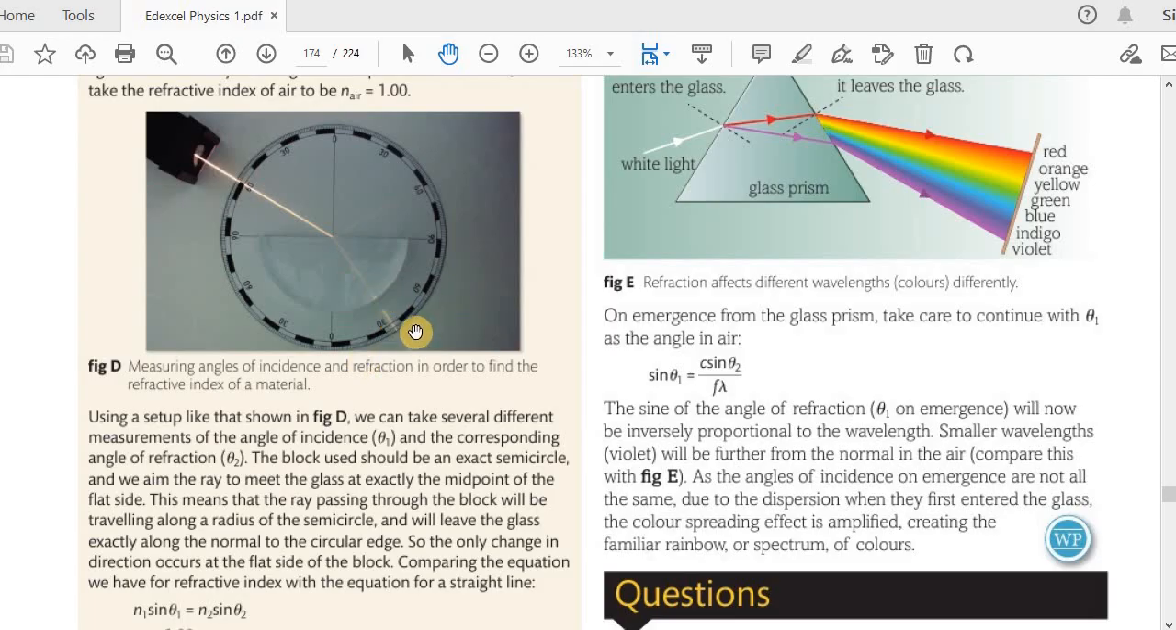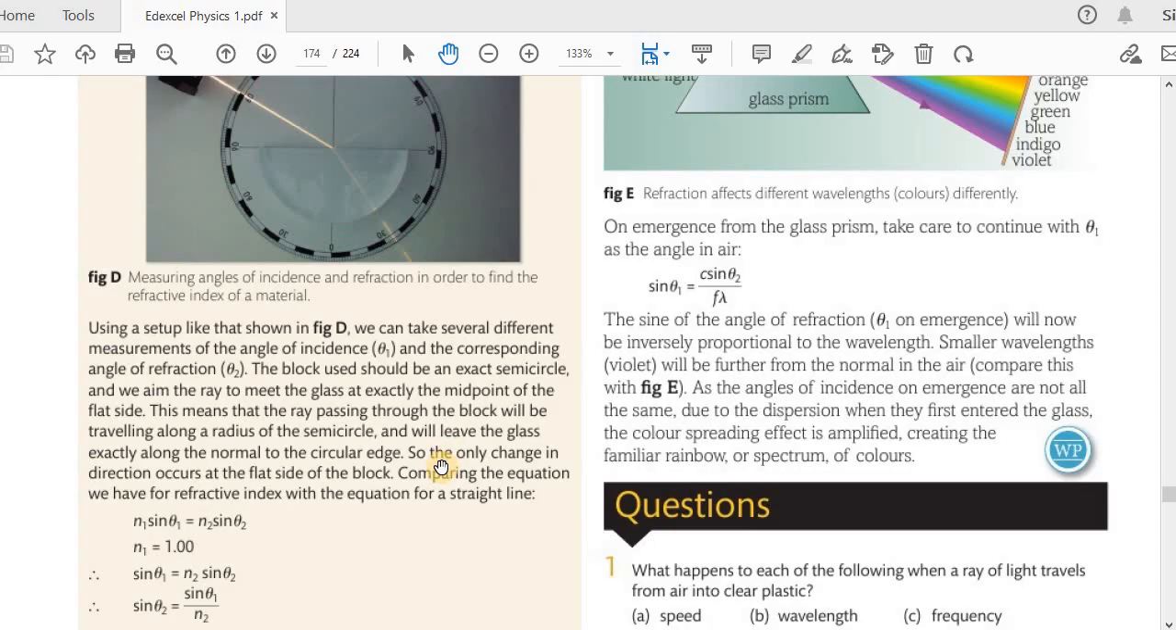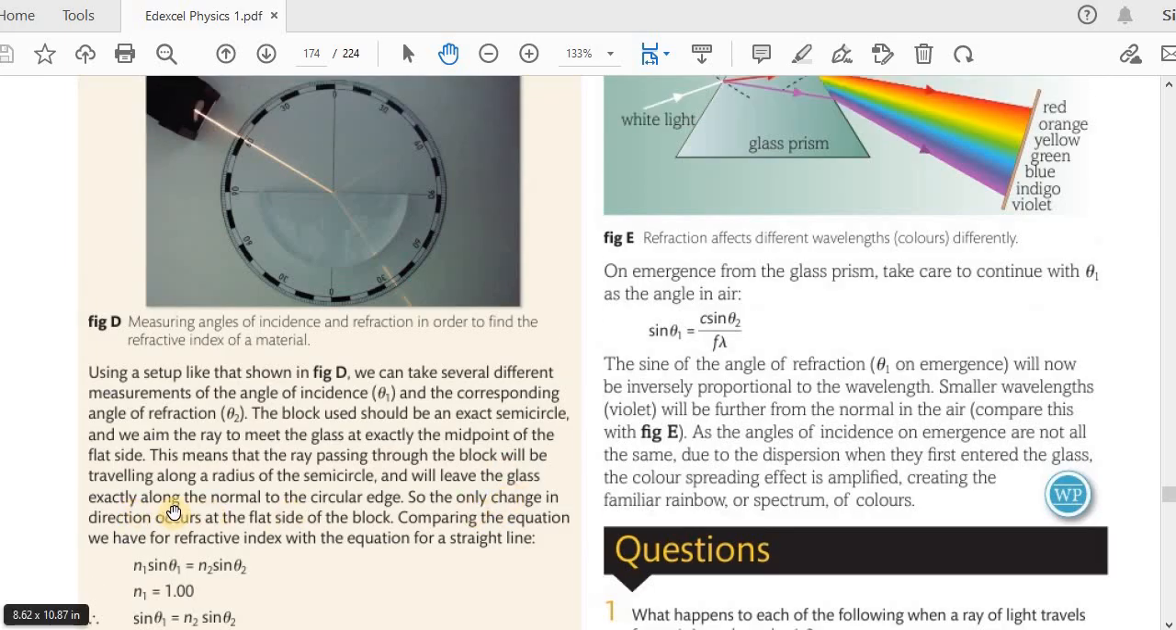Tangent to a circle and the radius to the circle at that point where the tangent touches the circumference of the circle, then the radius and the tangent make a 90-degree angle at that point. So this means that the ray passes through the block will be traveling along a radius of the semicircle and will leave the glass exactly along the normal to the circular edge. See, along the normal to the circular edge, because this radius is normal or perpendicular to the part of the circumference there. So this will be going along the normal.